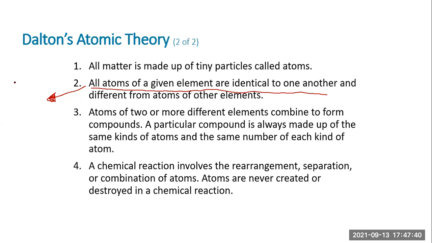The existence of isotopes basically disproves that. Isotopes, as we will see, are basically the exact same element, but they have different masses. And if they have different masses, that means obviously the two atoms are not identical to each other, as one weighs more than the other. Any questions on that there?